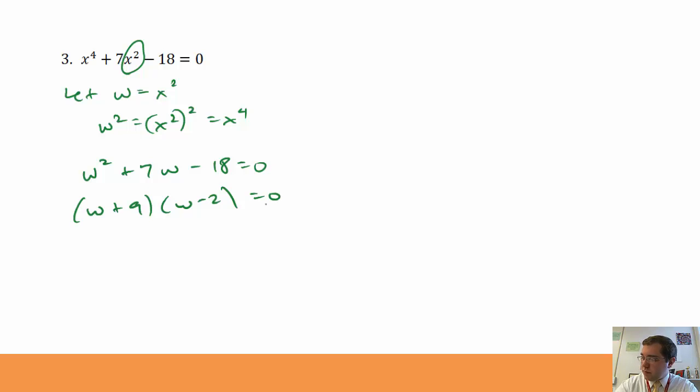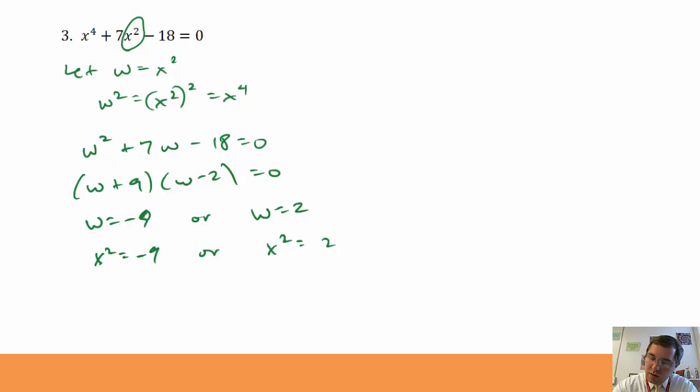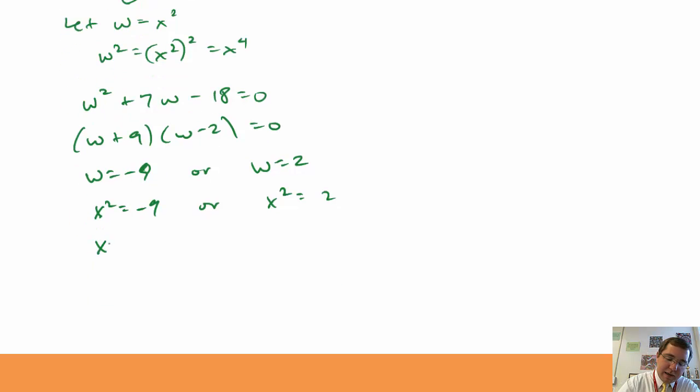So then w equals negative 9, or w equals 2. But we're not interested in w, we're interested in x. So x squared is negative 9, or x squared is 2. So that means x equals plus or minus the square root of negative 9, or x equals plus or minus the square root of 2.